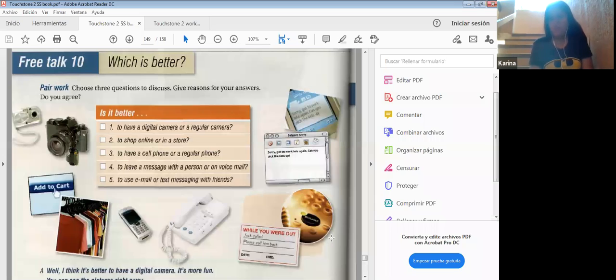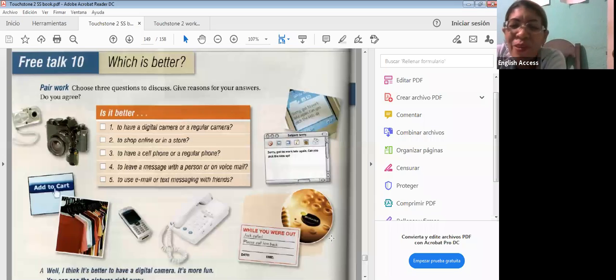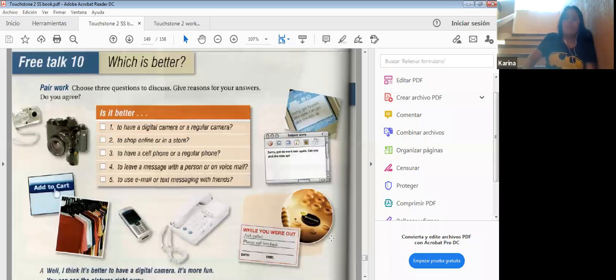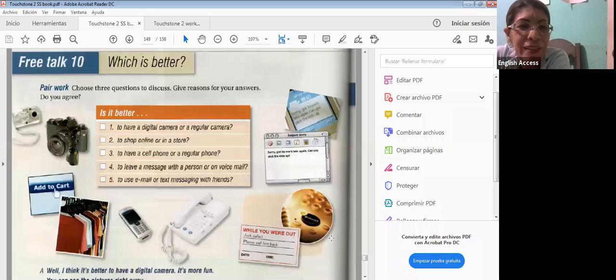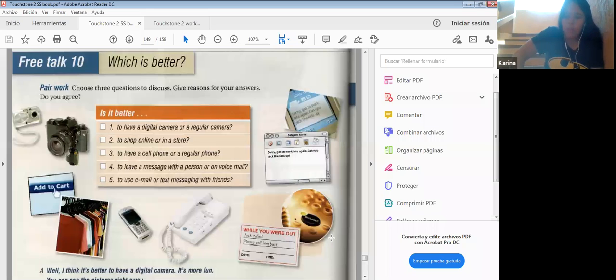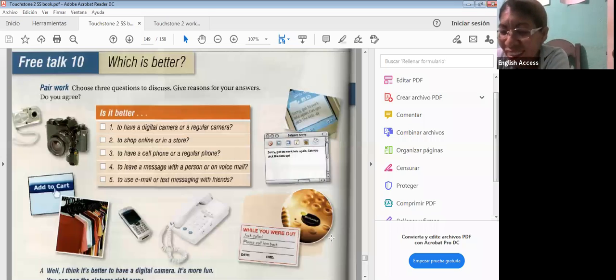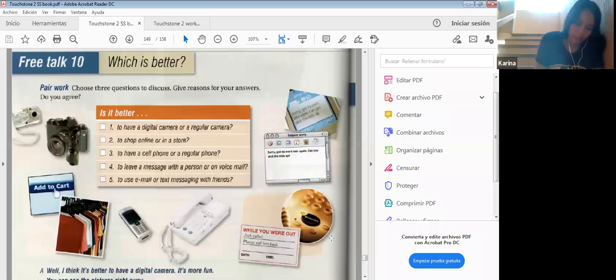Ready? Yes, teacher. Which are the questions that you chose? The first question, number 1, digital camera, because it takes better photos. It's quicker and easier to use. The second question, store. For me, store, because you see and try clothes. For example, I don't buy a thing before I try it. Yes, you're right.